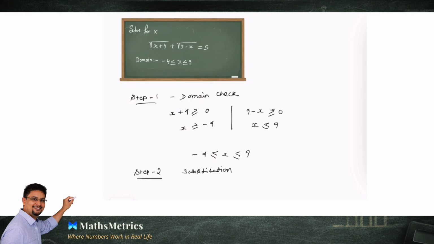Now instead of carrying these heavy square roots everywhere, let's give them nicknames. A becomes square root of x plus 4, and then you can assign B as square root of 9 minus x. So the equation can simply be written as x plus a plus b equal to 5.